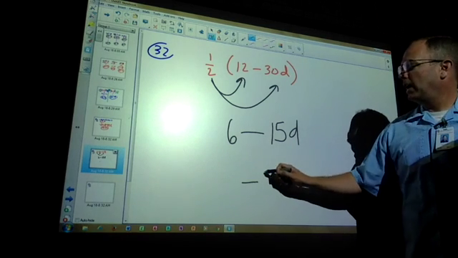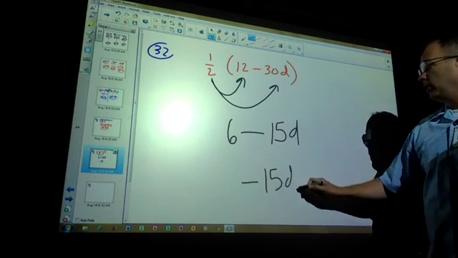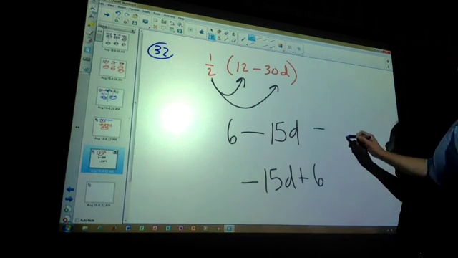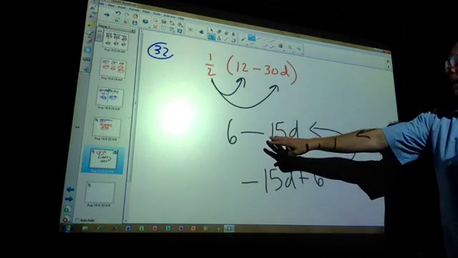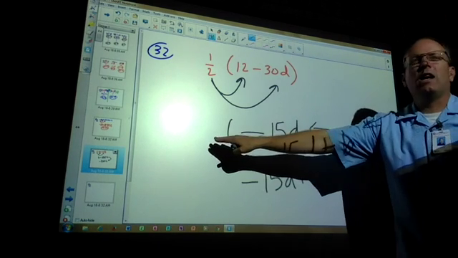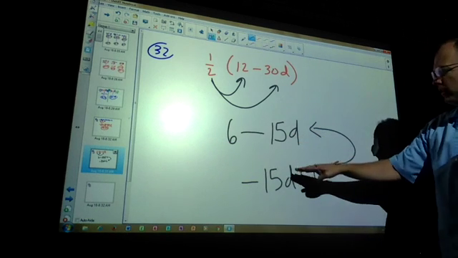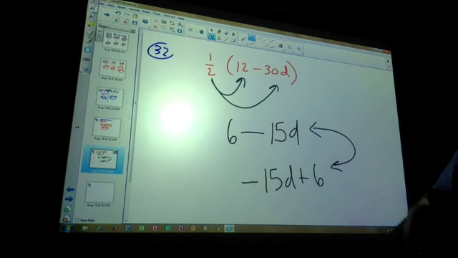Question. Are these problems the same? Yes. How do I know? Because this was a -15d, that's here. There's not a sign out front here, which means it's positive. That's where that positive came from. It's your choice which way you want to leave it. Okay?